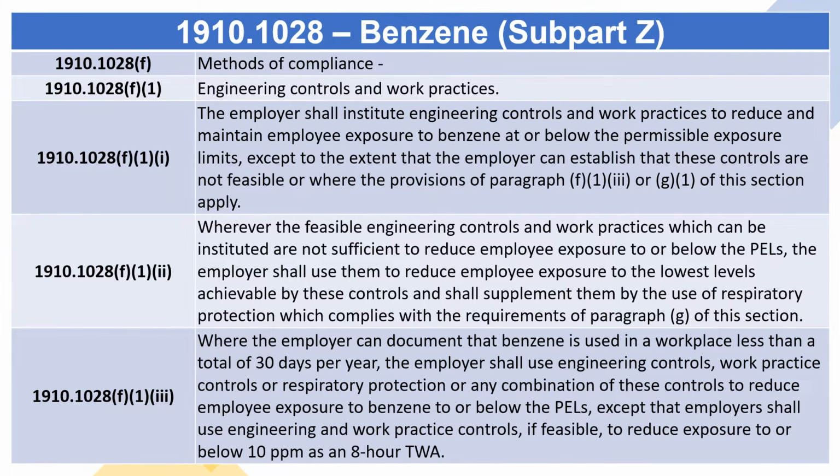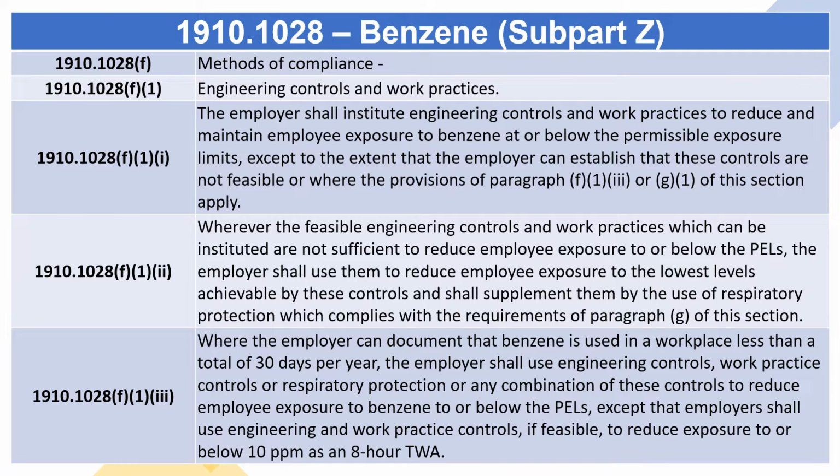1910.1028(f) Methods of compliance. 1910.1028(f)(1) Engineering controls and work practices. 1910.1028(f)(1)(i) through (f)(1)(iii). The employer shall institute engineering controls and work practices to reduce and maintain employee exposure to benzene at or below the permissible exposure limits, except to the extent that the employer can establish that these controls are not feasible or where the provisions of paragraph (f)(1)(iii) or (g)(1) of this section apply.